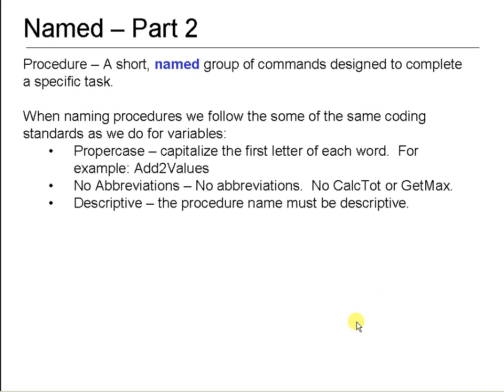When naming procedures, we follow some of the same coding standards as we do for variables. First off, proper case. So we capitalize the first letter of each word. For example, AddTwoValues. The A in Add, the T in Two, and the V in Values are capitalized. There are no abbreviations. No abbreviations. No CalcTote, no GetMax, none of that stuff. And descriptive. The procedure name must be descriptive.